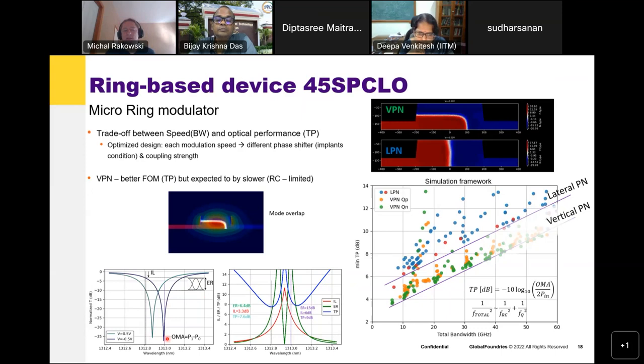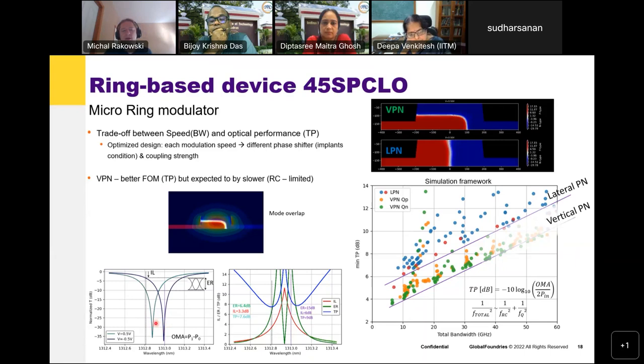With VPN, you can get like 50, 60 picometer per volt. With LPN, probably around 30. So almost like half of it. So if your separation of the resonance is smaller, then the extinction ratio will be smaller. And if you calculate the transmitter penalty at the maximum OMA, you actually end up with around 2 dB reduction of the OMA between those two types of junction implemented in the ring.